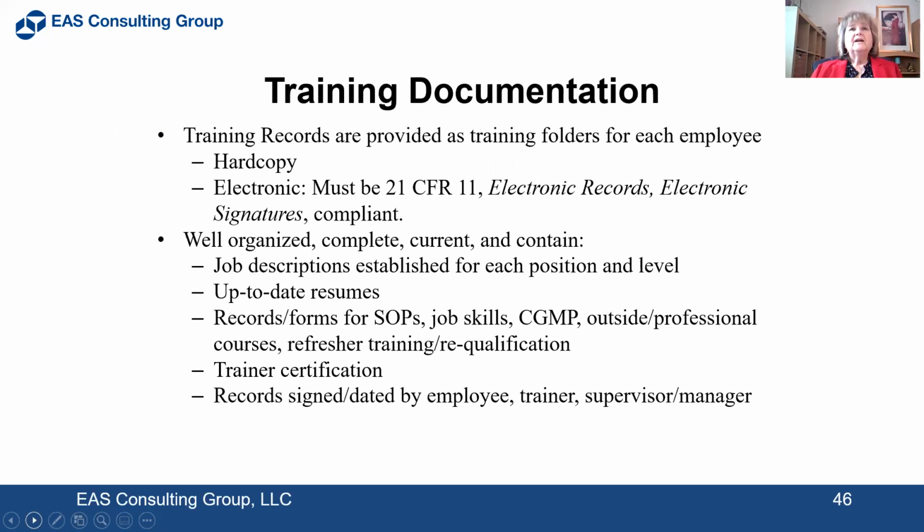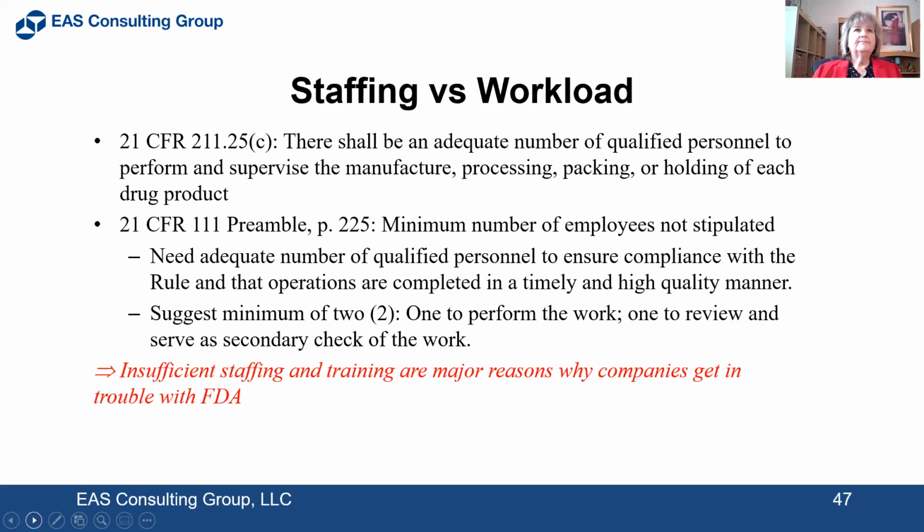So you're going to have training records in your folders, and that can either be a hard copy or an electronic software system. If you're going to keep your records in an electronic software system, they must be Part 11 compliant. That set of regulations covers electronic records and electronic signatures. It must be well organized, complete, current, and contain the current version of all those items. So if you have an employee that's been with you for 10 years, they're going to have a really thick job training file, or at least it should be.